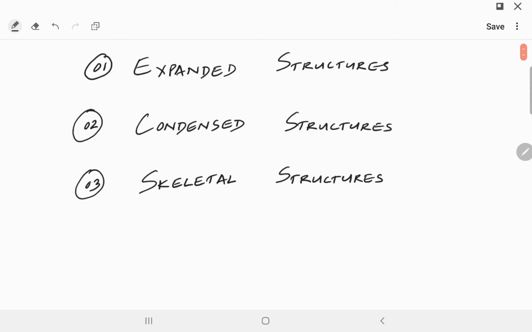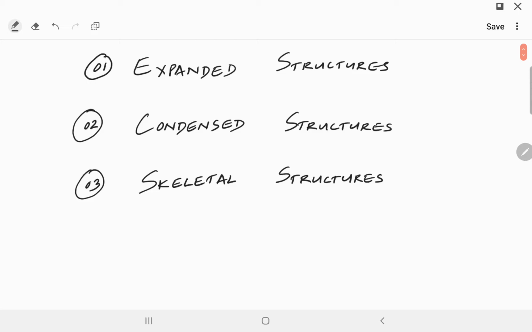In this short video I'm going to briefly discuss the three techniques that we use to draw organic structures. The first method is called expanded structures. This is the simplest way of drawing organic structures. The second method is called condensed structures. And of course the most advanced way of drawing organic structures is known as skeletal structures.